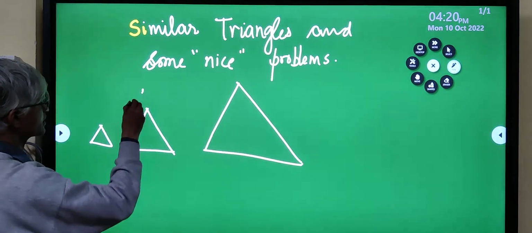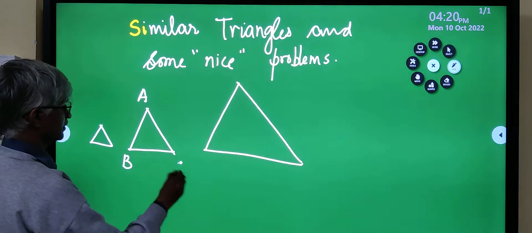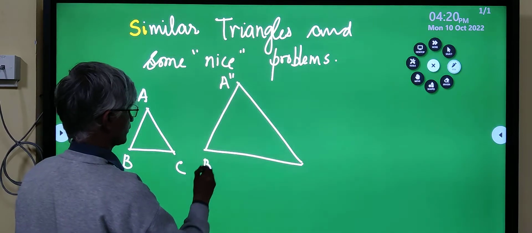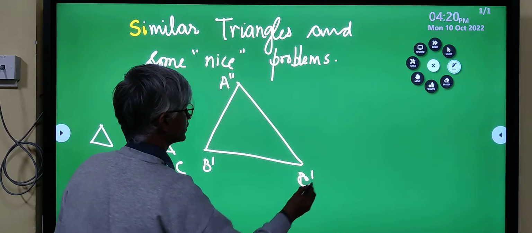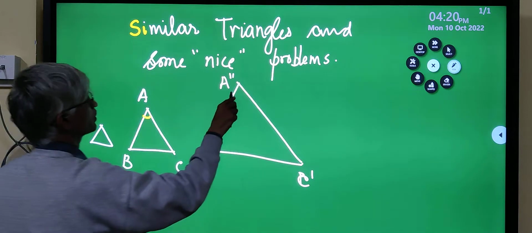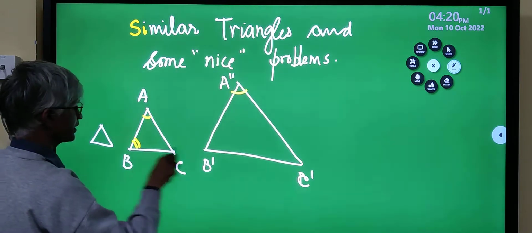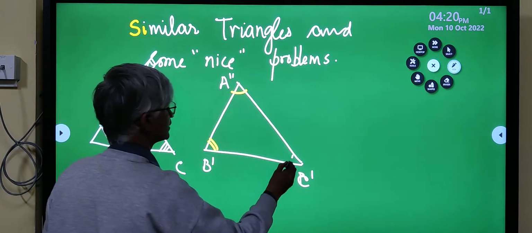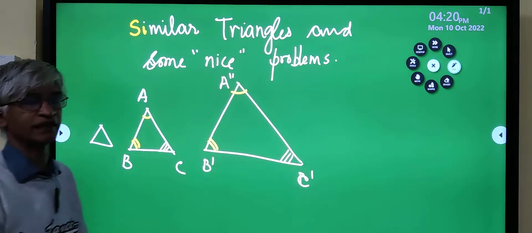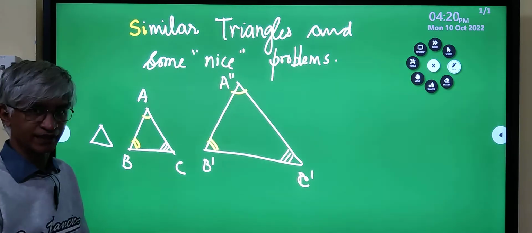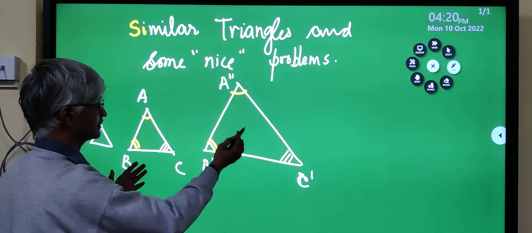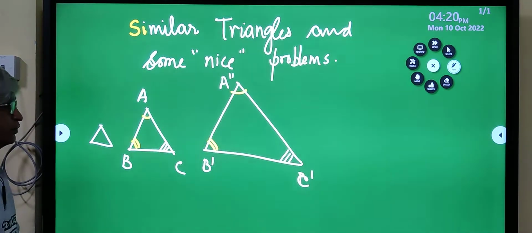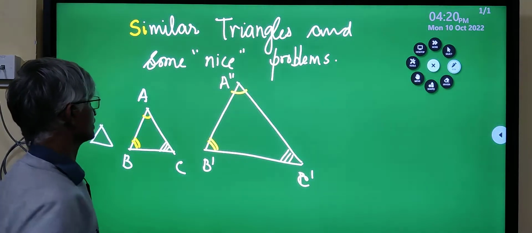One obvious idea about such enlargement is that the angles do not change. So the corresponding angles continue to be the same, and all the three angles will be equal. But the ratio of the sides, let's say that it increases by a factor of 2 or decreases by a factor of 2. Now this one is enlarged.